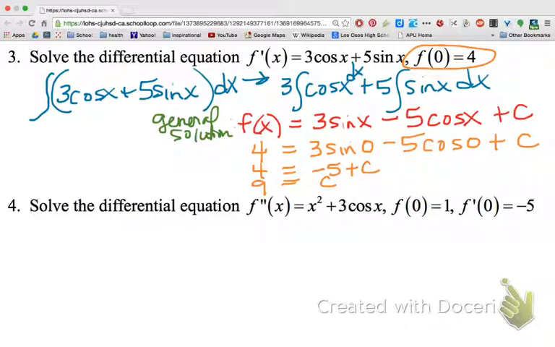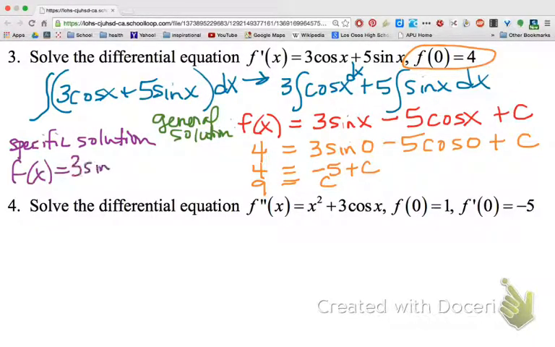So now I can write the specific solution, which is f of x equals 3 sine x minus 5 cosine x plus 9.